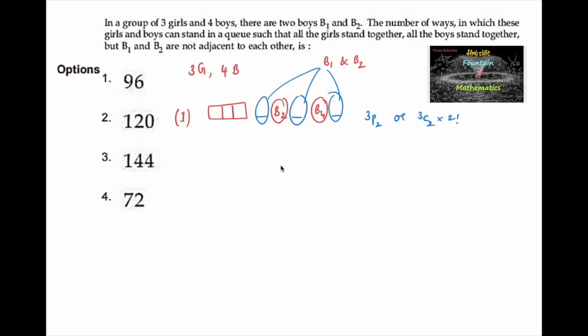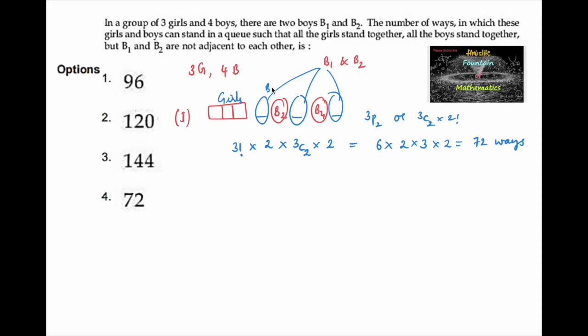or we can say 3C2 into 2 factorial. So finally the number of ways these 3 girls can be arranged is 3 factorial, into the boys B3 and B4 which can be arranged in 2 ways, and B1 and B2 can be placed in 3C2 into 2. So that is 3 factorial is 6, and here it is 2, and here 3C2 value is again 3 into 2. So 2 3s are 6, 6 2s are 12, 12 6s are 72 ways. In 72 ways we can arrange the girls first and then the boys.